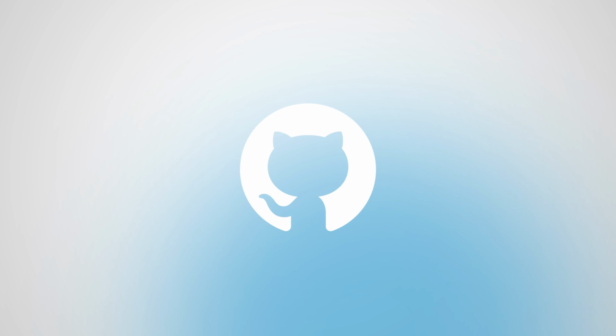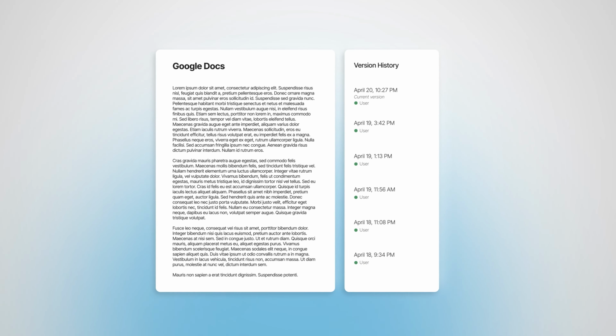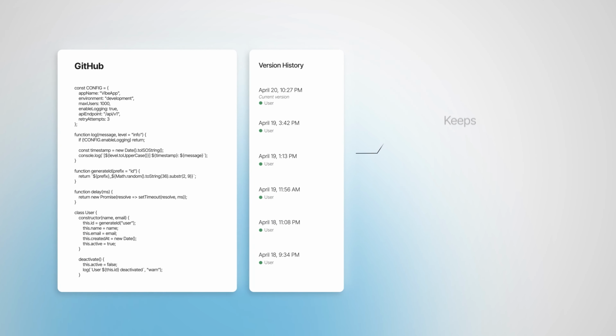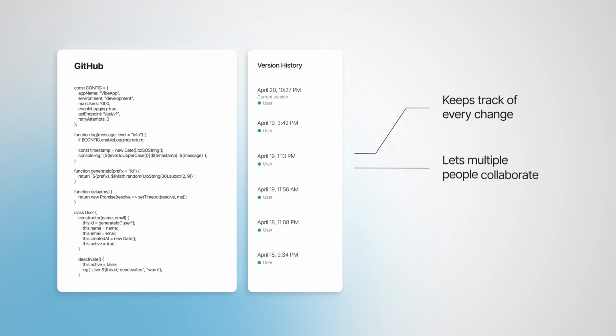If you're not familiar with GitHub, it's where developers store and manage code. Think of it like Google Docs, but for code. It keeps track of every change, lets multiple people collaborate, and it's the standard tool that professional developers use.